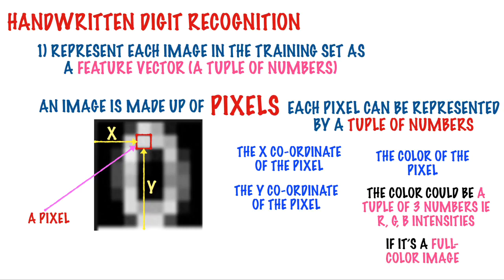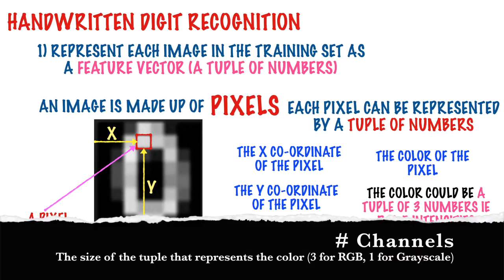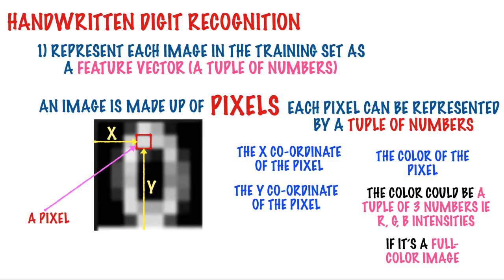This could be red or green or blue. So each color then becomes a tuple of 3 numbers itself. Sometimes you might even have another parameter called alpha, which represents the transparency of that particular pixel. So this 3 or 4 number tuple represents a color in a full color image. The number of colors required to represent the actual color of the pixel, in this case it's 3, in grayscale it's 1. This number of colors is also known as the number of channels required to represent a pixel.